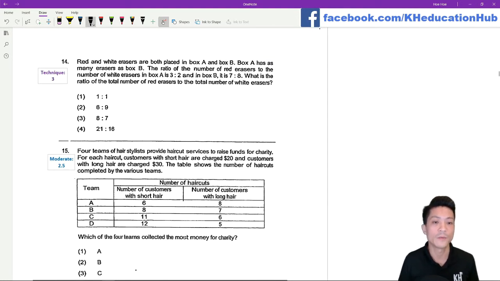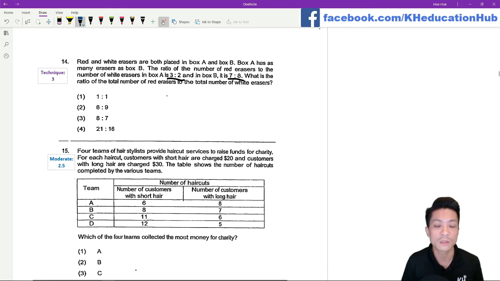Question 14. Red and white erasers are both placed in box A and B. Box A has as many erasers as B. The ratio of the number of red erasers to the number of white erasers in box A is 3:2, and in box B is 7:8. What is the ratio of the total number of red erasers to the total number of white erasers?